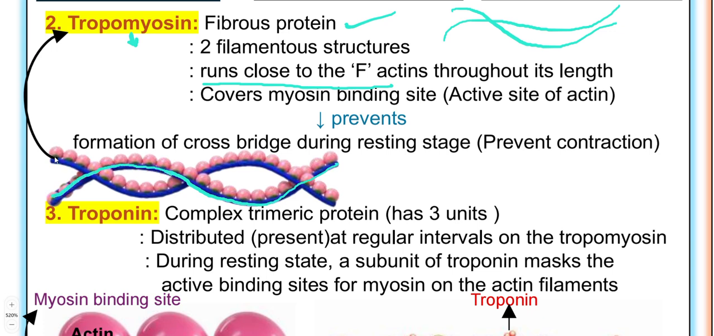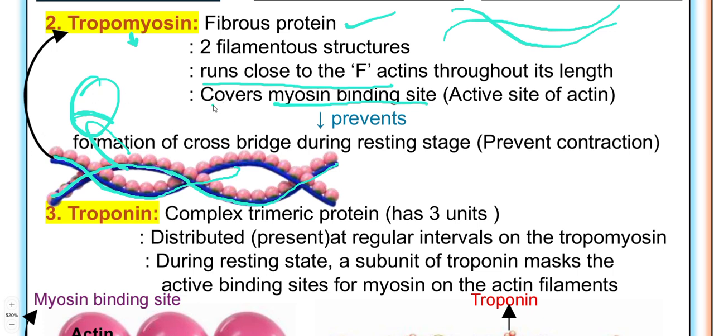Now why does it run exactly closer to the F actin? Because it has to cover what? Myosin binding site. If the myosin binding site is not covered, what will come and attach to it? Myosin, and automatically contraction will take place. Just imagine that I don't want to raise my hand and suddenly the hand is raised. You know, that is because of what? Because the myosin binding site is not covered. Anytime myosin can come and perform the contraction of the muscle, right?